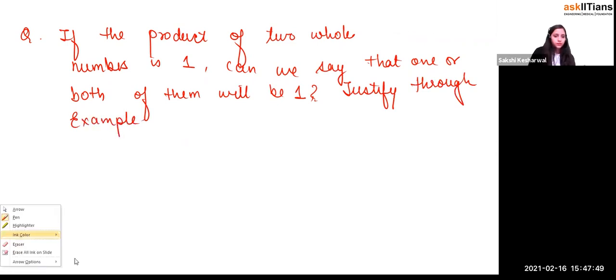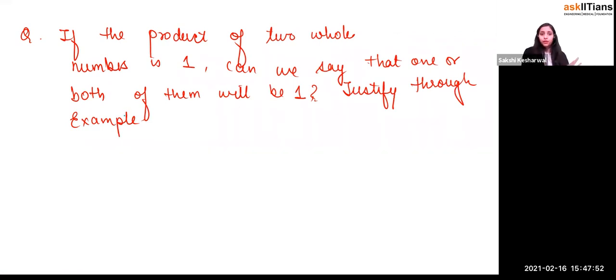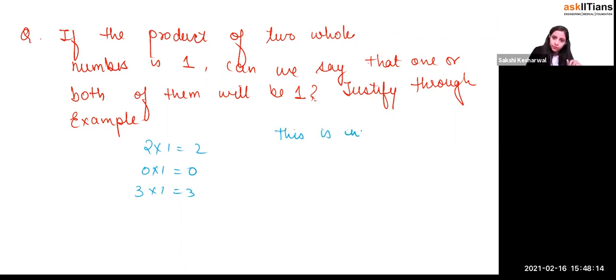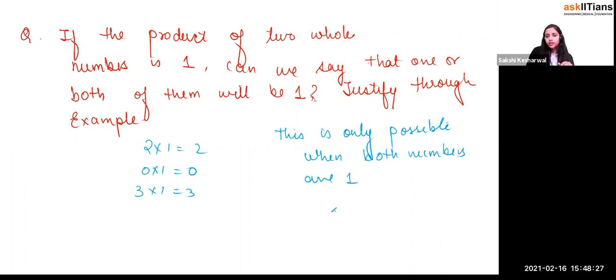Just see over here, it says that the product of the two numbers is 1. When is the product of two numbers 1? If I write 2 into 1, beta, your answer is 2. If I write 0 into 1, it will be 0. And 3 into 1 will be 3. So the product of two numbers equals 1 is only possible when both the numbers are 1, right? So 1 into 1 is 1. Yes, this is the only possibility which we have. We don't have the rest of the possibilities.